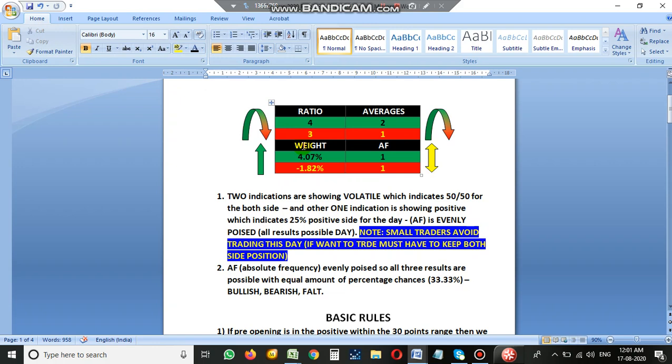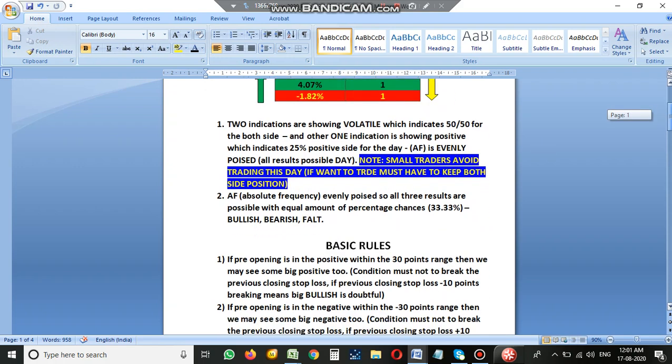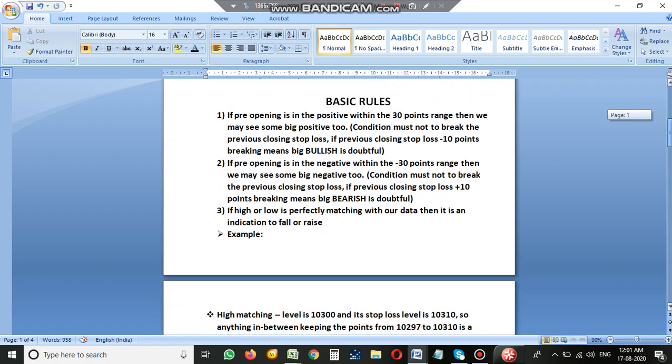So that is the method. But mostly it has a chance of opening positive, which means it might go bullish, and these are all the basic rules which we need to follow.